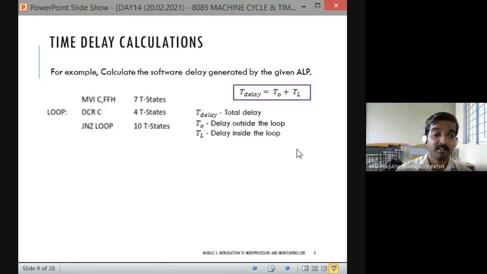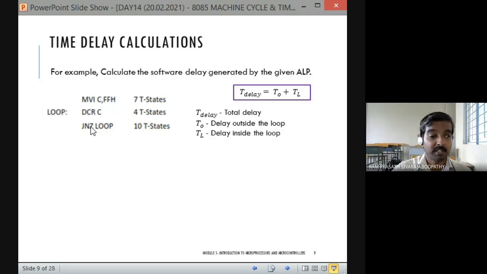So see how many instructions are outside this loop. These instructions will keep running repeatedly. Which instruction is outside the loop in the given program? Yes, the MVI instruction, MVI C, FF. That particular instruction is outside the loop, so it is going to execute only one time. Correct? How many times does that instruction execute? Only one time.